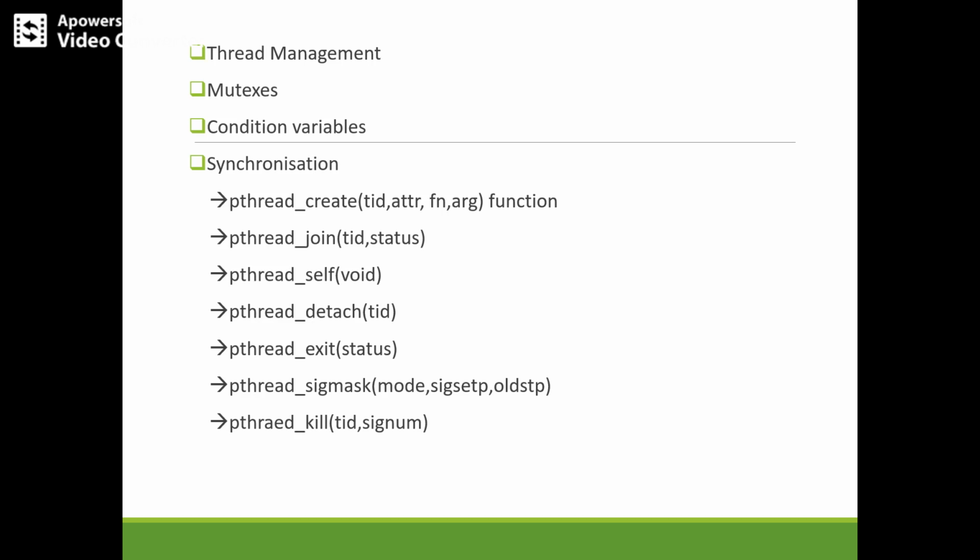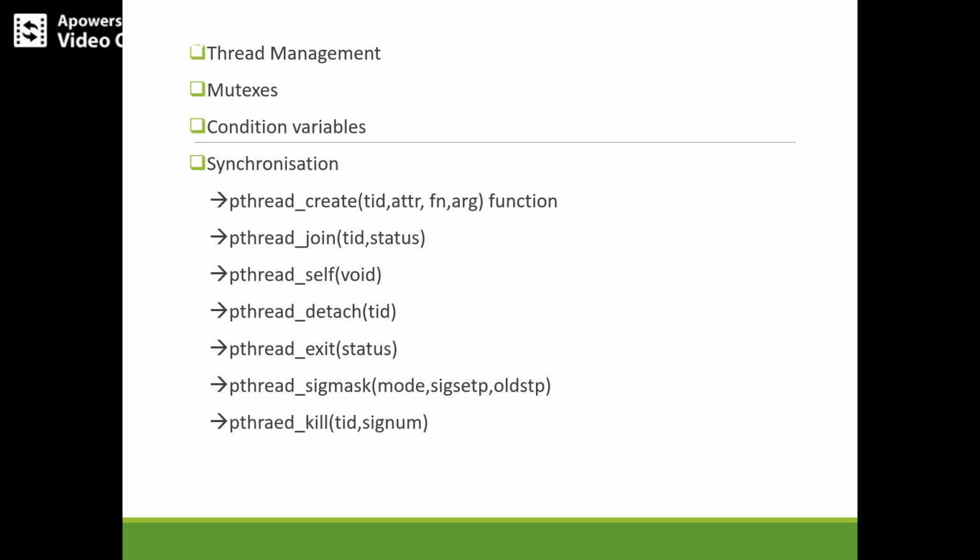So these are the functions which are related to POSIX threads. It is pthread_create, which we have already seen in our previous program, and pthread_join and pthread_self. There are three more functionalities, that is pthread_detach and pthread_exit. And there is also pthread_sigmask.